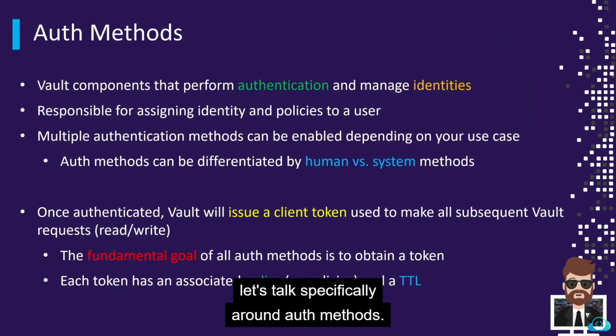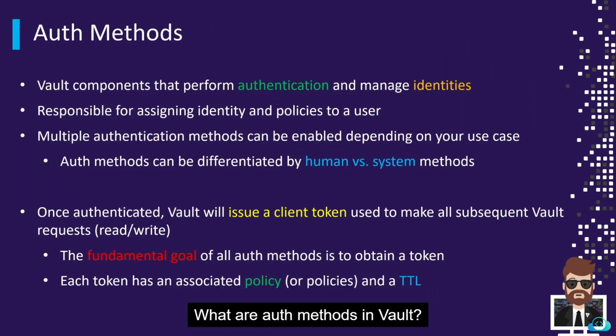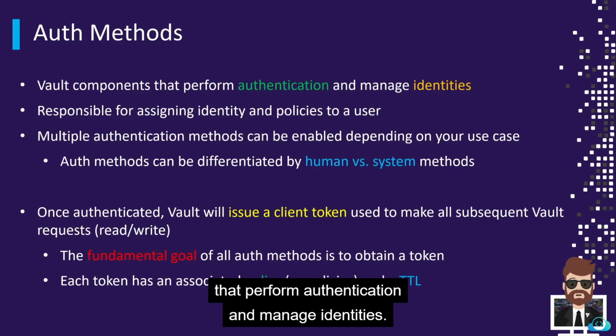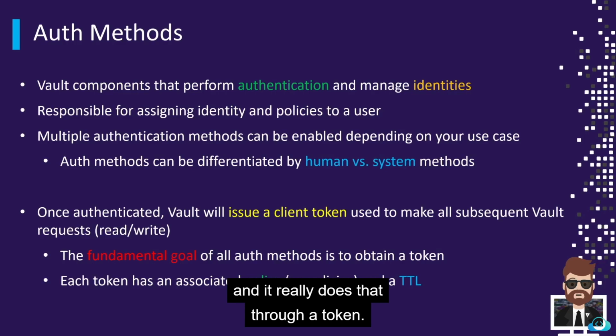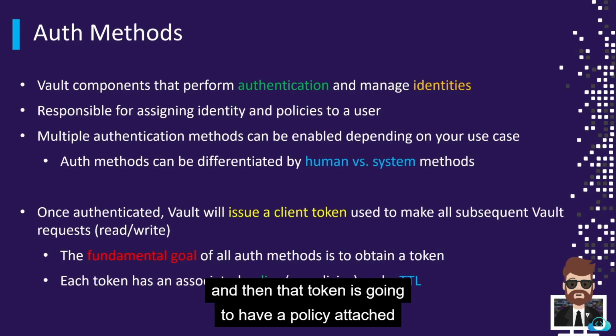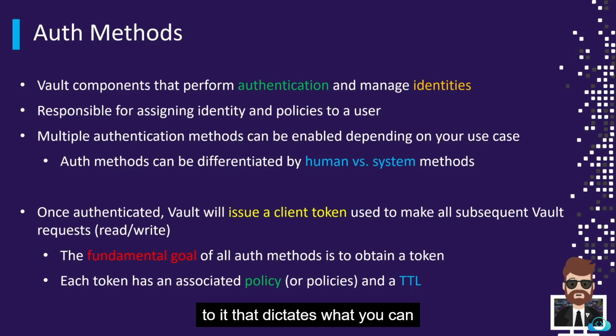All right, let's talk specifically around auth methods. So, what are auth methods in Vault? Well, auth methods are really Vault components that perform authentication and manage identities. And again, we're going to talk about identities as well in this section. Now, auth methods are really responsible for assigning identity and policies to a user, and it really does that through a token. When you authenticate into Vault, you're going to get that token. You're going to have an identity that's associated with your user, and then that token is going to have a policy attached to it that dictates what you can and cannot do within Vault.